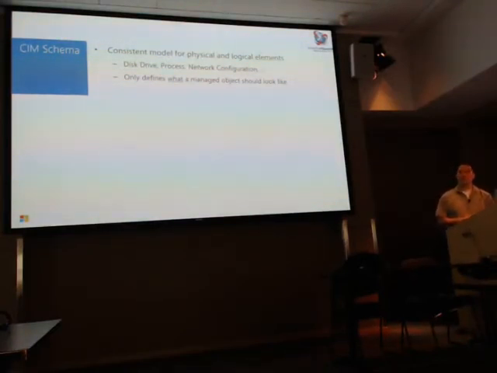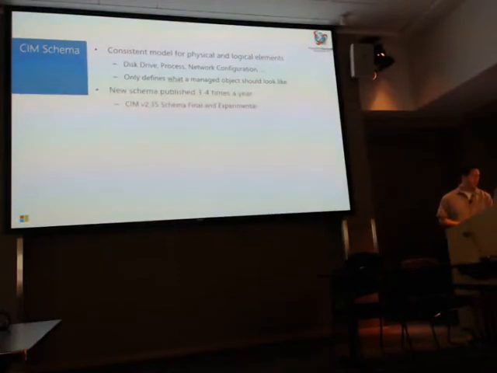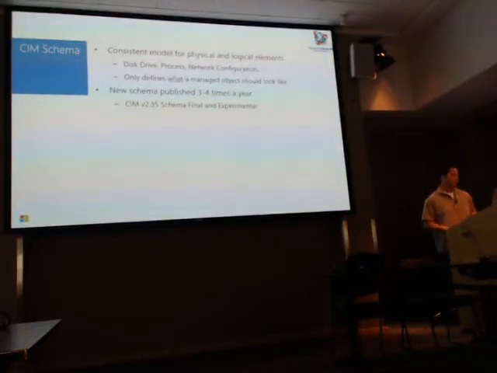So for example, if you had a hard drive, there might be a serial number, there might be a size, there might be a number of sectors, things like that. The schema itself is published approximately 3 to 4 times a year. Things are constantly being added. The current version that's published out there is 2.35. There are both final and experimental versions.